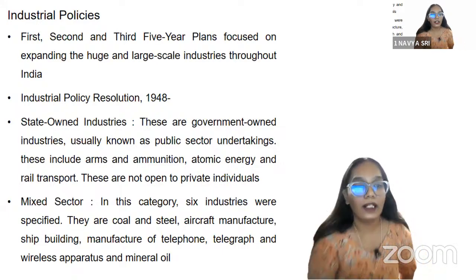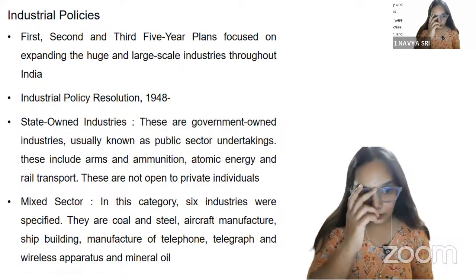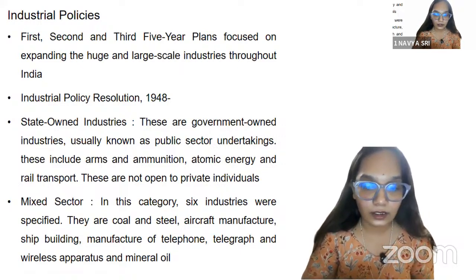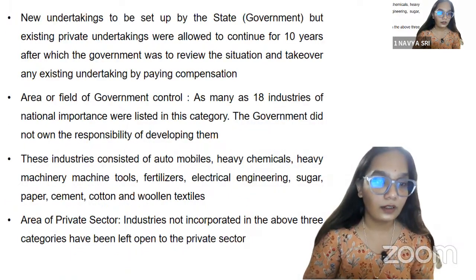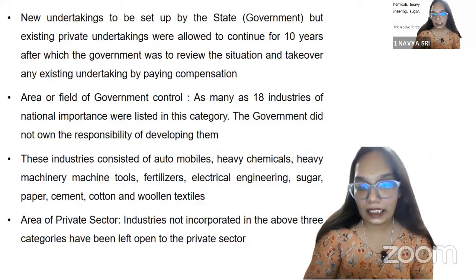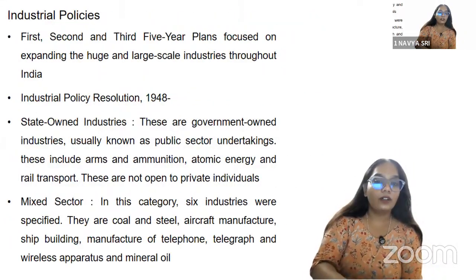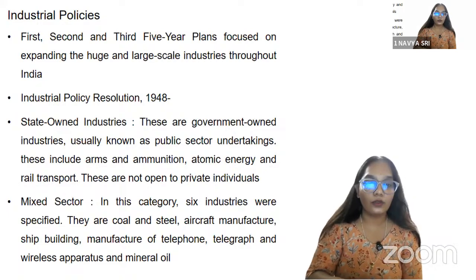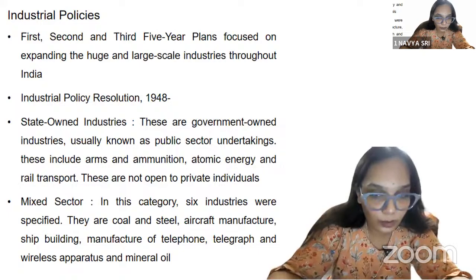Industrial policy of 1948. What did they do? They came up with state-owned industries, mixed sector, new undertakings, and an area or field of only governmental control. So let us talk about state-owned industries. State-owned industries are what? Industries which are usually known as public sector undertakings. These are owned by the government.